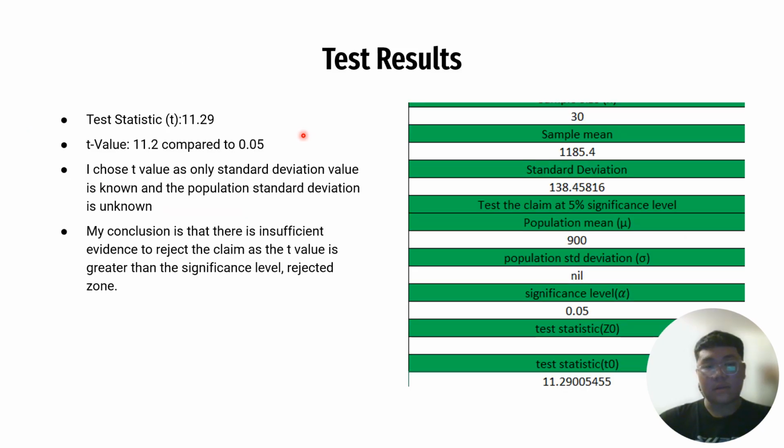So for my test results, I got my test statistic t, which is 11.29, compared to the significance level of 0.05. I chose the t-test as only the sample standard deviation is known and the population standard deviation is unknown. My conclusion is that there is insufficient evidence to reject the claim as the t-value is greater than the significance level rejected zone.